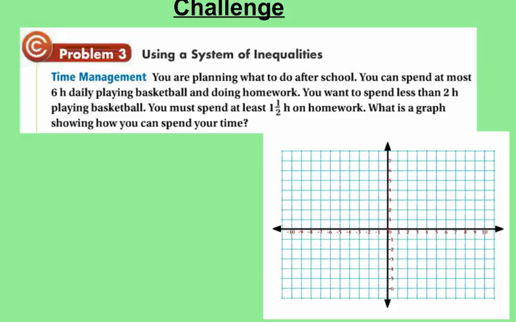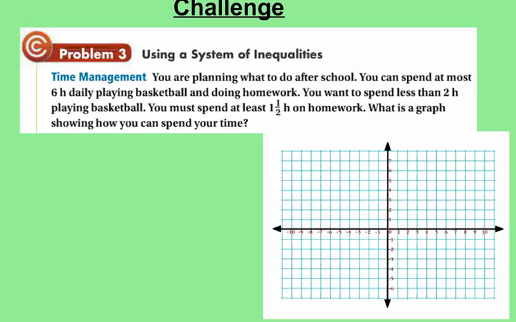But it says you are planning what to do after school. You can spend at most 6 hours daily playing basketball and doing homework. You want to spend less than 2 hours playing basketball, and you must spend at least 1.5 hours on homework. What is the graph showing how you can spend your time?